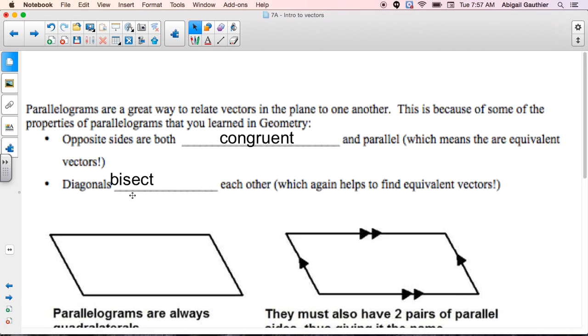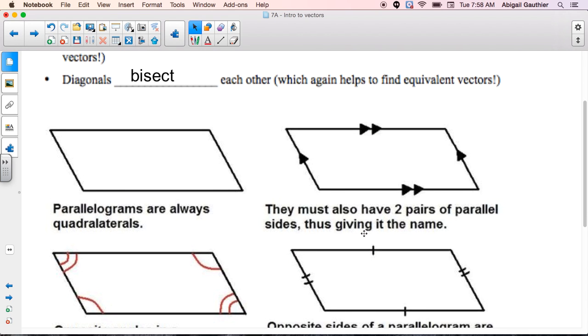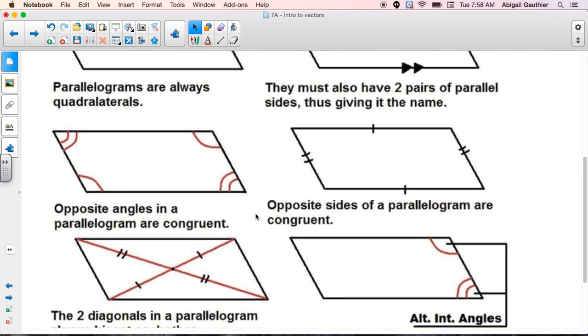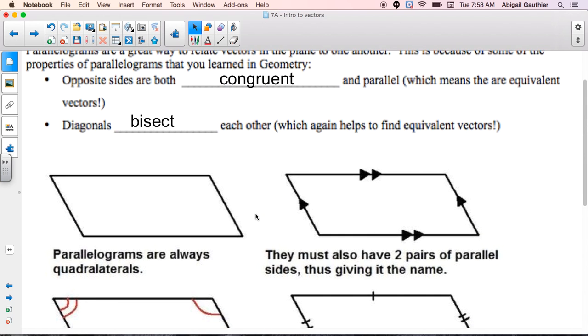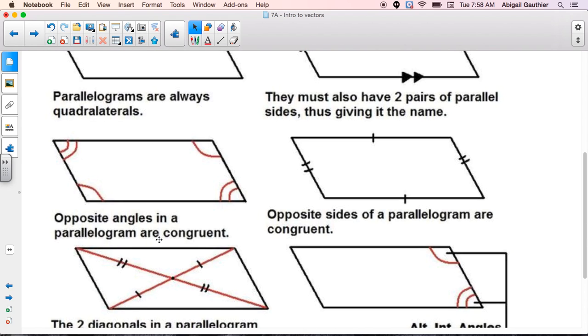And the reason that's interesting is because it means that we are able to get other vectors inside the parallelogram that have a different direction. So here I have below, like I said, just some parallelograms. They're always quadrilaterals. They have two pairs of parallel sides. Their opposite angles are congruent.